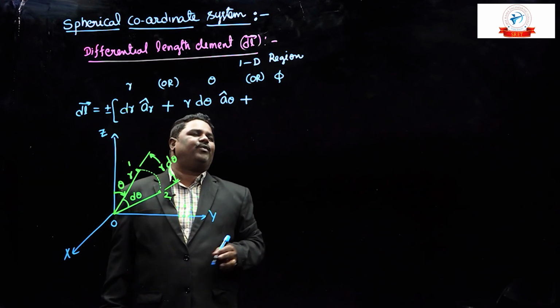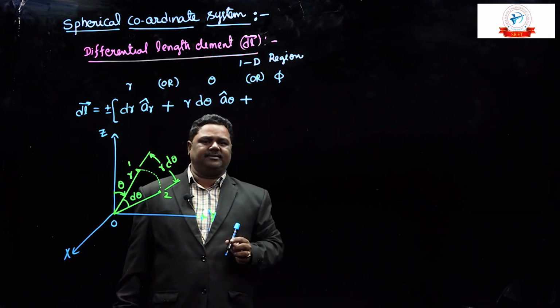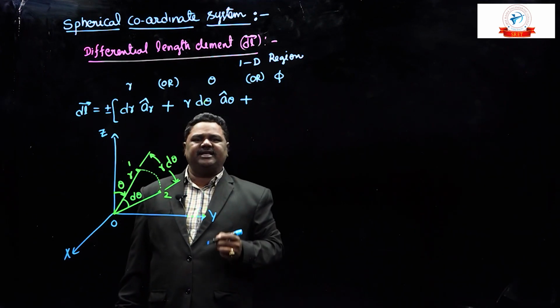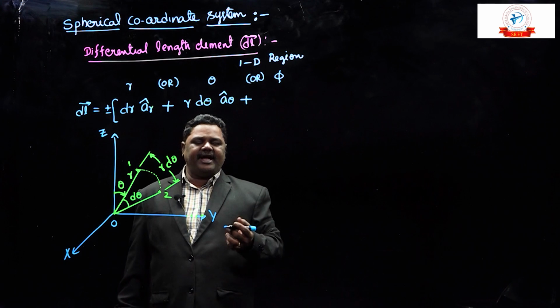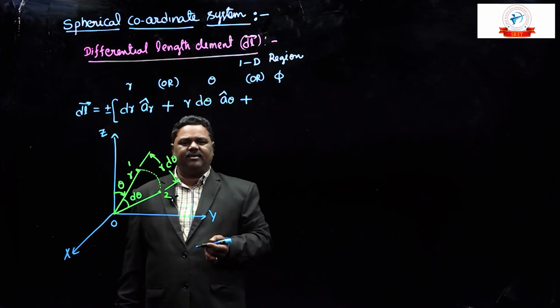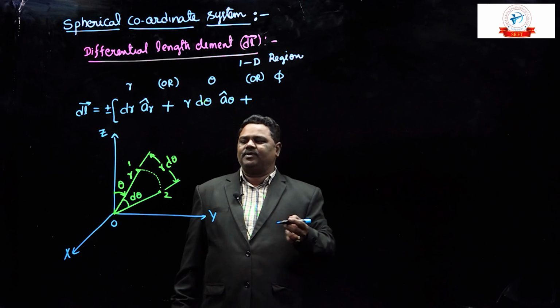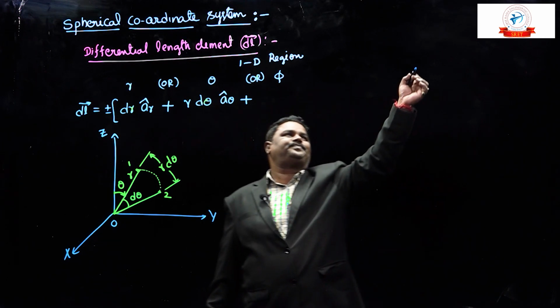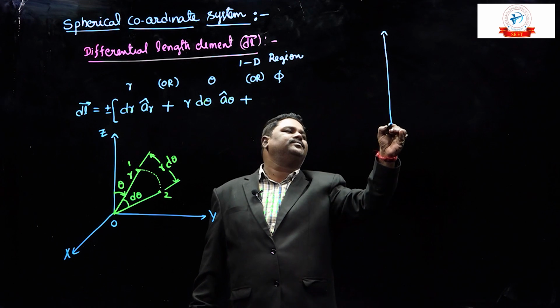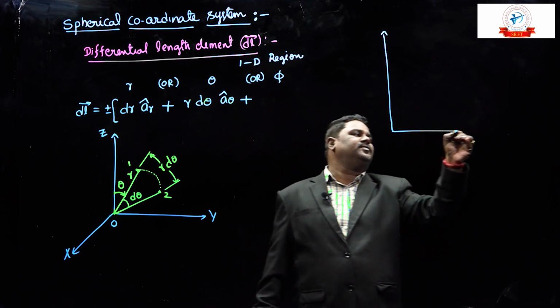Or what is the length due to the phi coordinate? Once again, observe that the phi coordinate is an angle, and we have to convert this angle into length. For that, once again consider the coordinate axis.